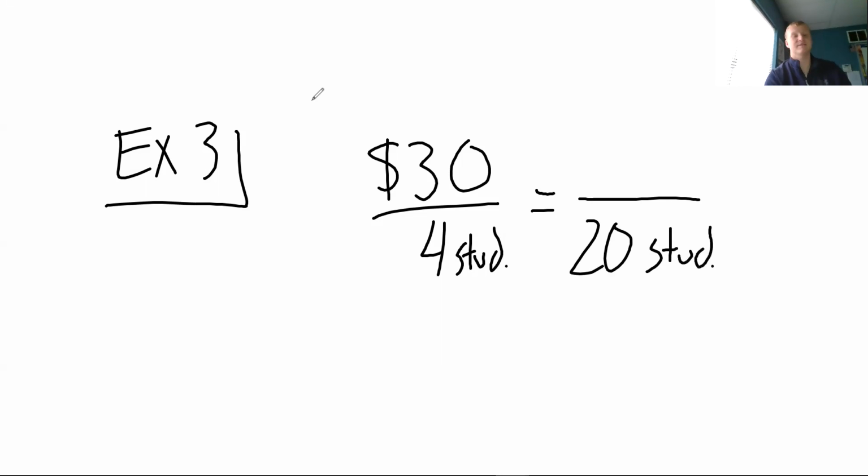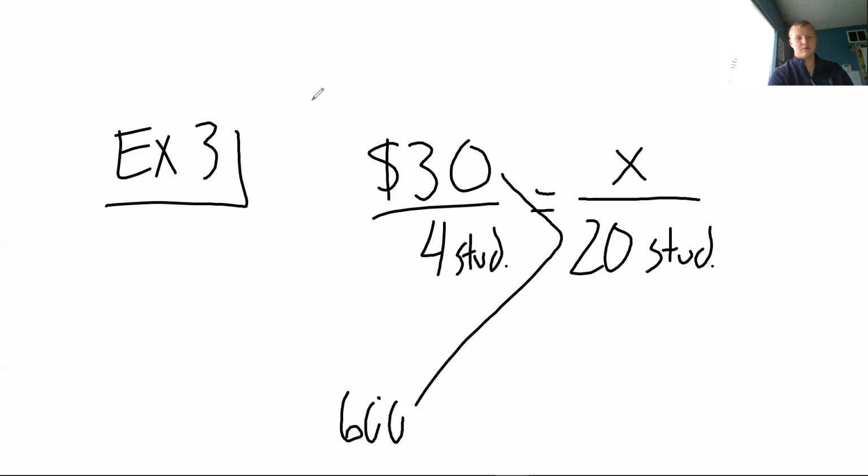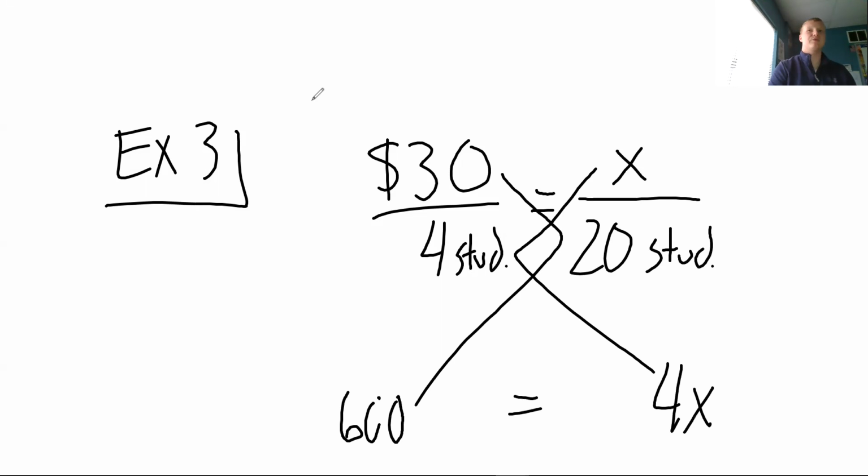How much is that going to cost? Well, I'm just going to find what my hidden value is there for x. So 30 times 20, which is going to be 600. And then x times 4, which is just going to be 4x. So now I have 600 equals 4x. To get x by itself, we're going to divide by 4 on both sides. So 600 divided by 4 is just going to give me $150 for 20 studs.